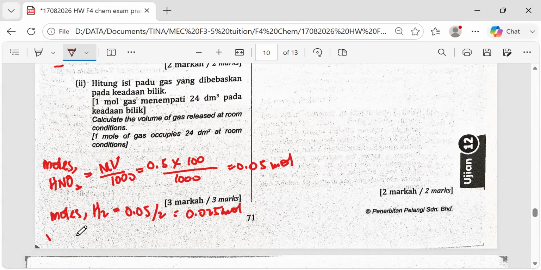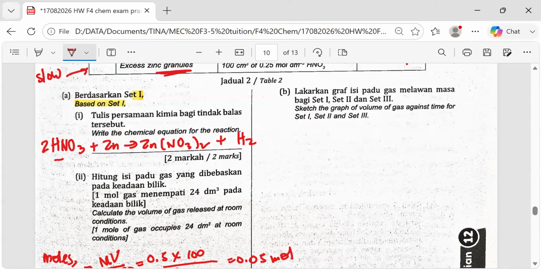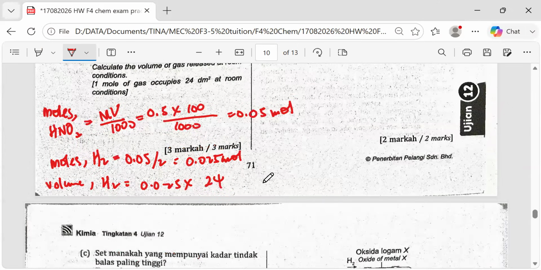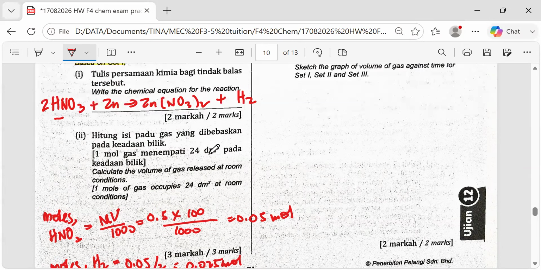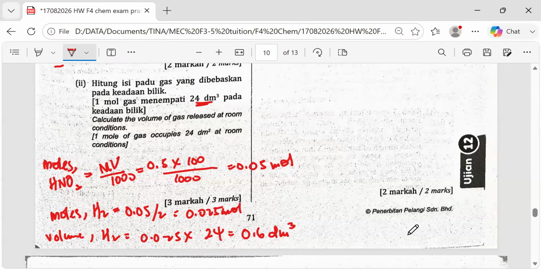And then the volume of hydrogen, 0.025 multiply 24. How much you get? 0.6 decimeter cube. No, that's decimeter cube. You can convert it to centimeter cube with times 1,000 lah. 600 centimeter cube, because this unit is decimeter cube. Okay.